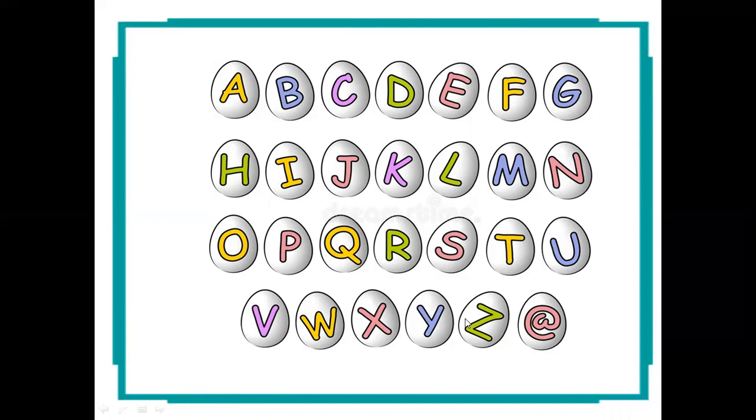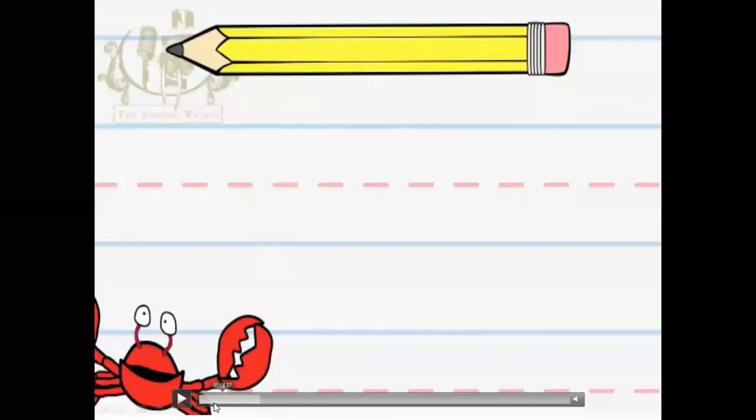Well done. Now get ready, take out your pencil and your notebook to start learning how you will write the letter V and W. Are you ready? Okay, you are ready. So take out your pencil.